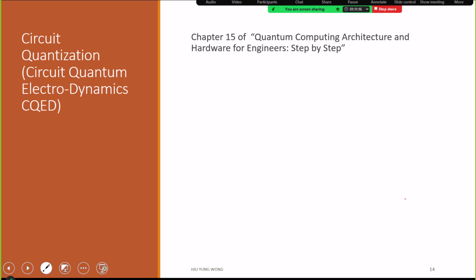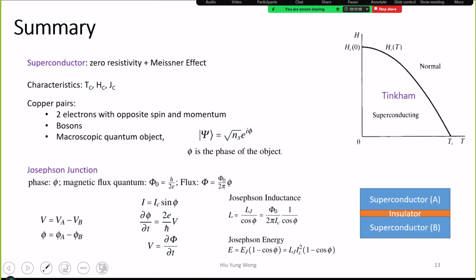Should I continue or maybe just stop here? Only 5 more minutes. Yeah. No, then we need to quantize a circuit.